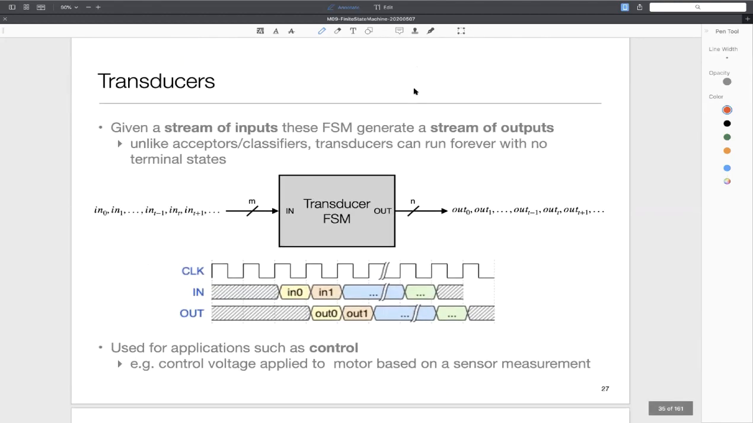Let's examine another category, which is transducers. The idea behind transducers is that they don't stop. Their goal is not to categorize the input into one category versus another, but rather they take a stream of symbols on the input continuously, and they continuously produce another stream on the output side. So they basically run forever. There is no end state. They never stop, at least conceptually, until you turn the system off, for example.